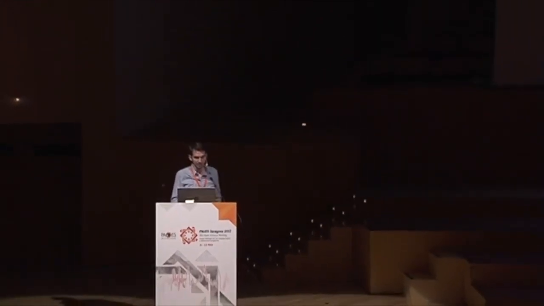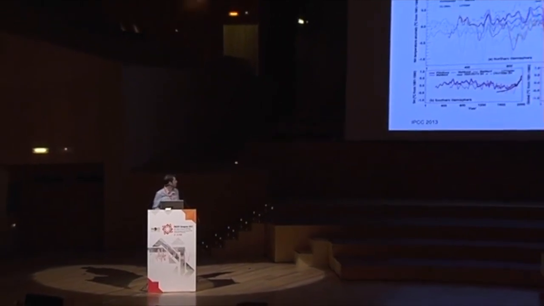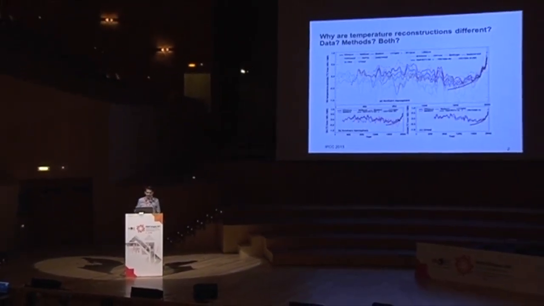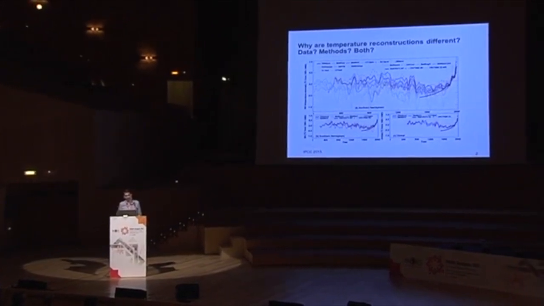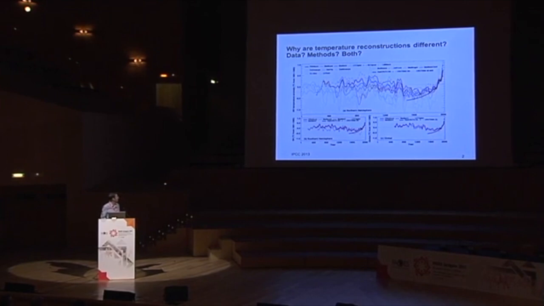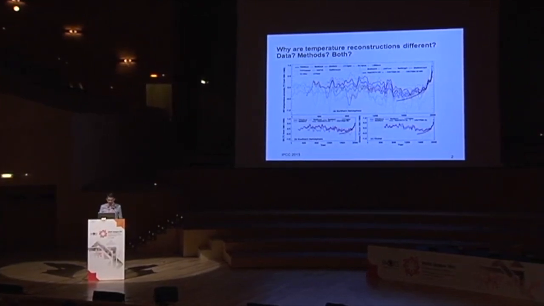So the basic question that motivates this work is: why are reconstructions different? Raphi talked a little bit about this earlier. Certainly it's probably because of the data as well as the methods, maybe both. And so it's hard to isolate what exactly is different when you get the spaghetti plots that we show, say, in the IPCC.